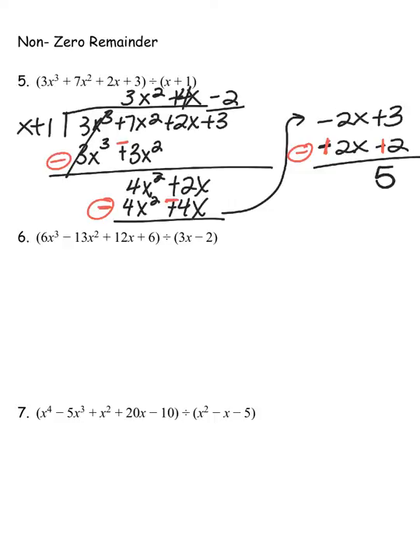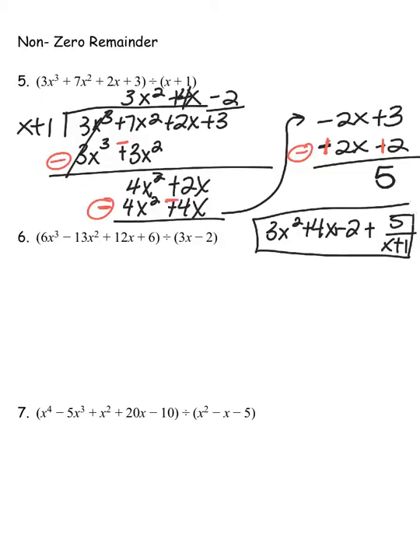Now with our remainders, what we do is we're going to write what we got as our answer plus 5 over x plus 1. So that's how we write our remainders, all right? Okay, let's do it again.